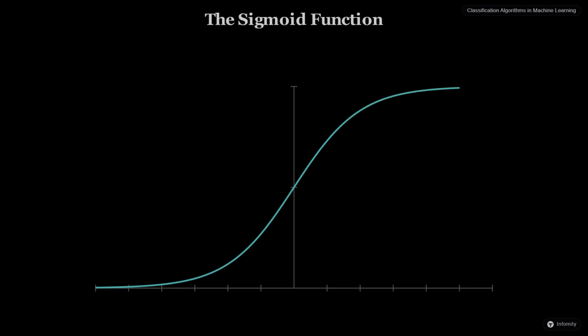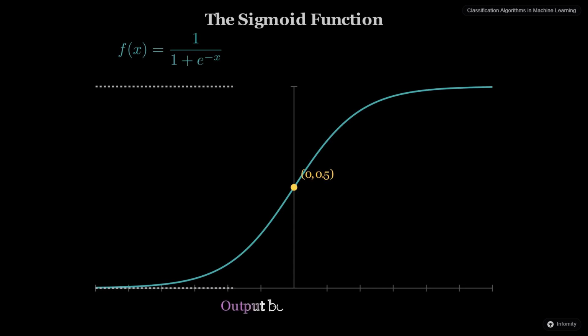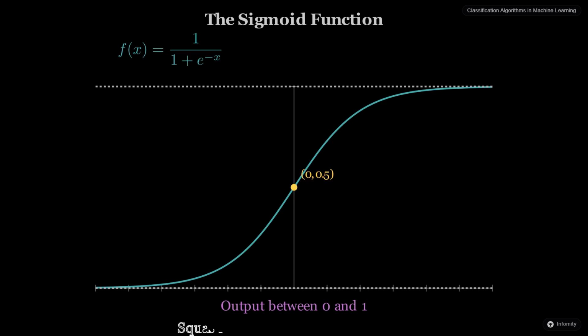The solution to mapping linear outputs into a probability range is the sigmoid function. This S-shaped curve takes any real number as input and squashes it into an output value between 0 and 1. Values far to the left of 0 approach 0, while values far to the right approach 1. At exactly 0, the sigmoid function outputs 0.5. This makes it perfect for interpreting the output as a probability. A score closer to 1 means a higher probability of belonging to the positive class, and a score closer to 0 means a lower probability. This function is fundamental to logistic regression.